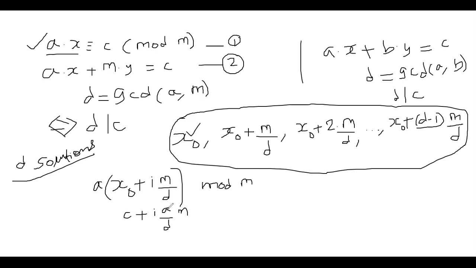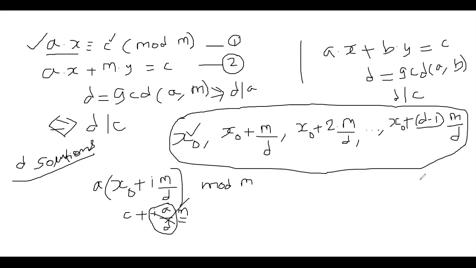We do know D is the GCD of A and M. Therefore, D divides A. That means this whole thing, A by D, is going to be an integer, and it's a multiple of M. So when you do mod M, this is going to cancel out, and you get C, which is exactly what we need for a solution. So I took an arbitrary number from this collection and showed you informally that it is a solution.